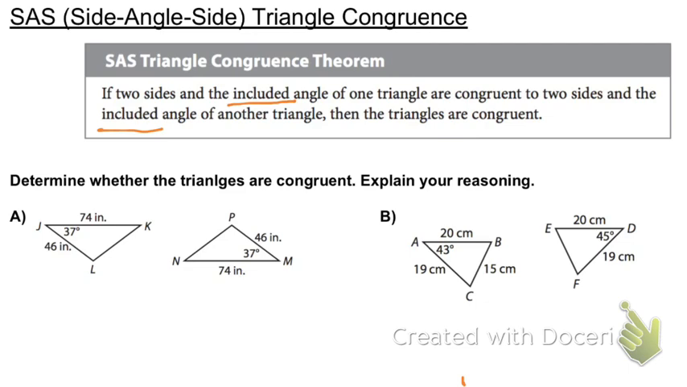Okay, well, let's talk about it. So we have JK and MN are both congruent. They're both 74. JL and MP are both congruent. They're 46. And the angle between them, angle J and angle M, are both congruent. So is this two sides and the included angle congruent to two sides and the included angle? Yep. So like with our door, the other one has to be the same length. Has to.